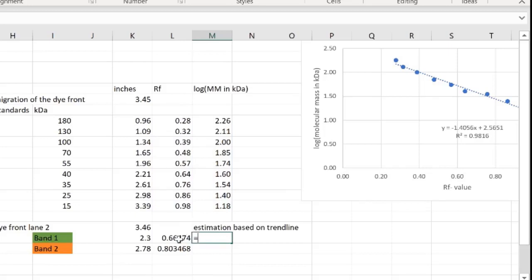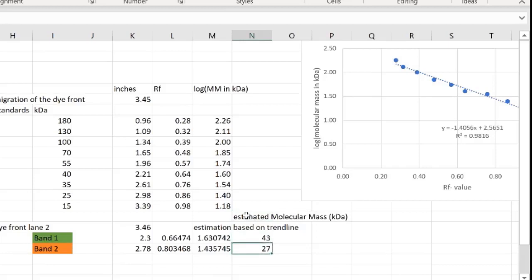So the log would be taking the RF value, multiplying it with the slope, which was minus 1.4056, and then adding the y-intercept 2.5651. Then the molecular weight itself is going to be 10 to the power of this number that we just estimated. So this would be estimated molecular mass in kilodalton.